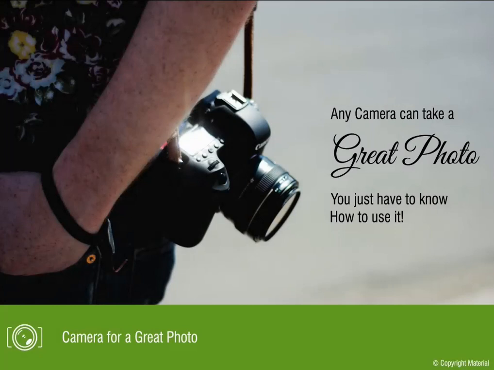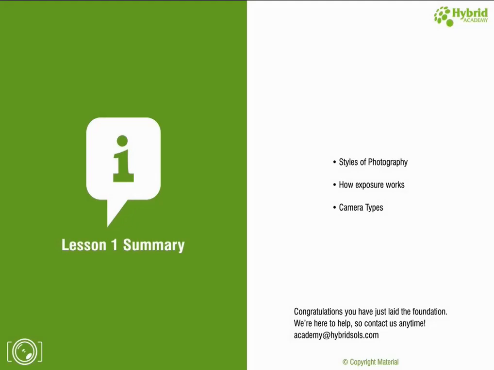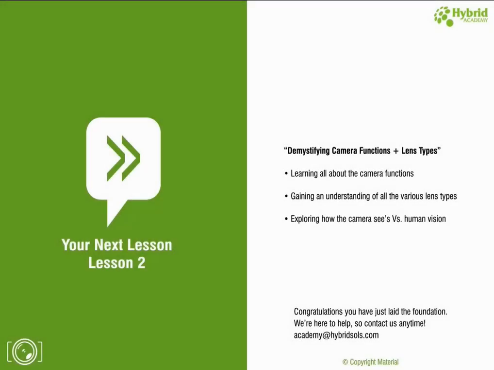So with this, we know a lot about the types of cameras, and we know that any camera can take a great photo if we only know how to use it. Today in lesson 1, we have learned different styles of photography, how the light exposure works, and about different types of cameras. So with this, we have laid the foundation. Going forward, we will learn a lot about photography. In the next session, we will know all about camera functions, lens types, and will also understand the difference in vision of camera and human eye.